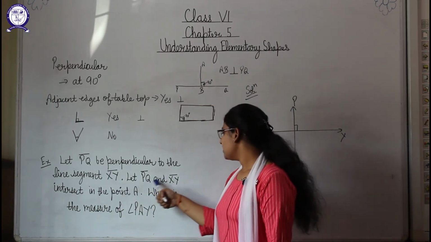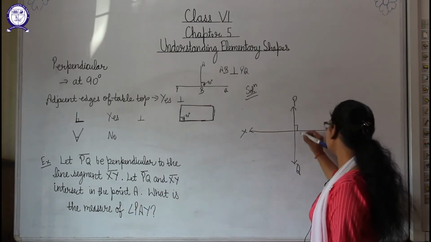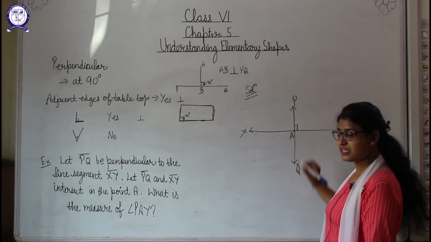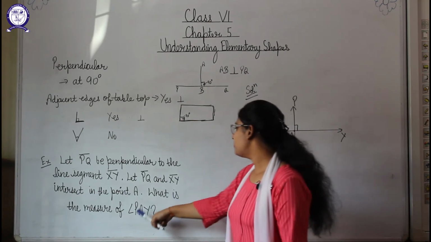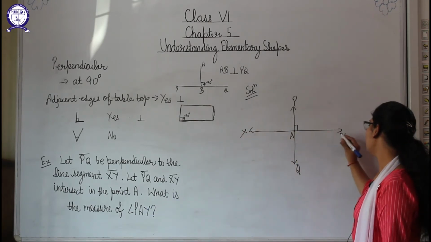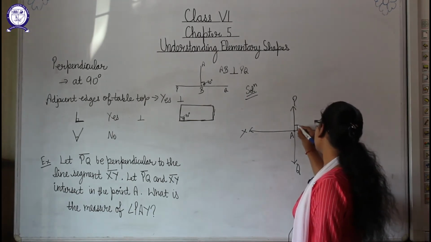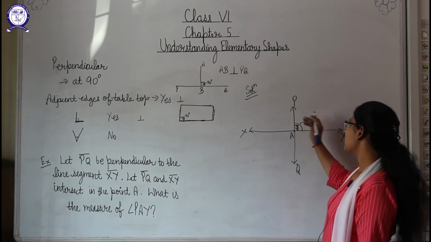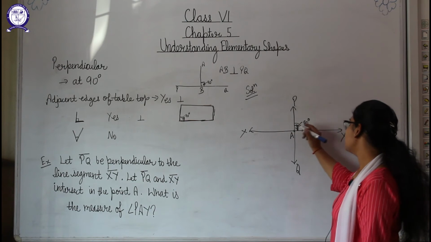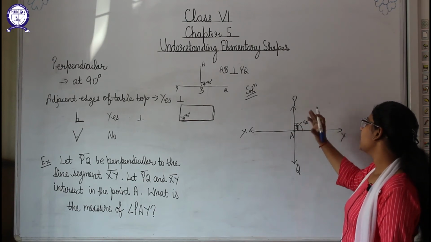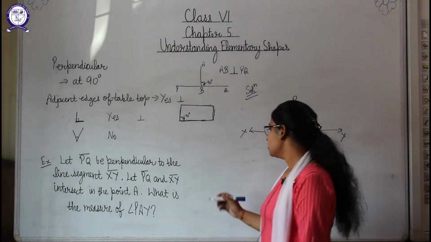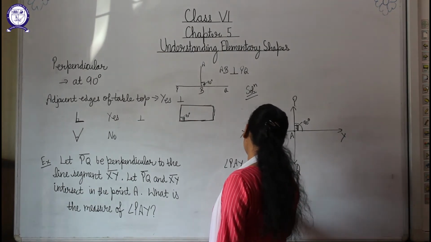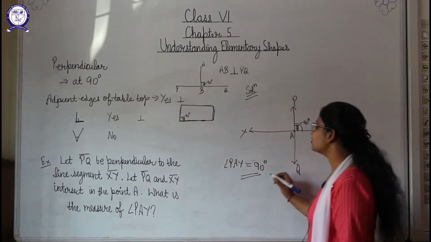Now PQ and XY intersect in the point A. They are intersecting here, and I named this point A. Now what is the measure of angle PAY? This is P, this is A, and this is Y. So what is this angle, students? Angle PAY is this one. This is a 90-degree angle, as PQ is perpendicular to XY. So the measure of angle PAY is 90 degree.